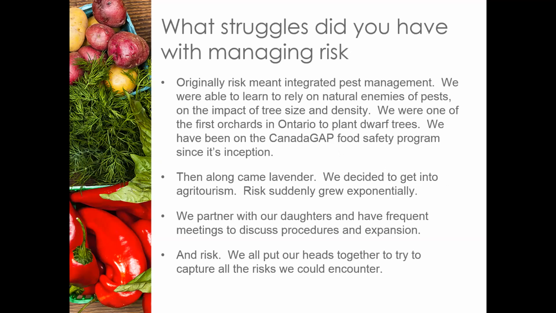Then we decided to diversify into lavender, and it was like opening up Pandora's box of risks. Risk suddenly grew exponentially when we started introducing people to our farm and value-added products. Currently, we're also looking at passing the farm over to our two daughters. We have frequent meetings, family discussions with them. We talk about their expansion that they're wanting to do, but we also talk about risk because risk has now become one of the major barriers if we don't address it to a successful future here.